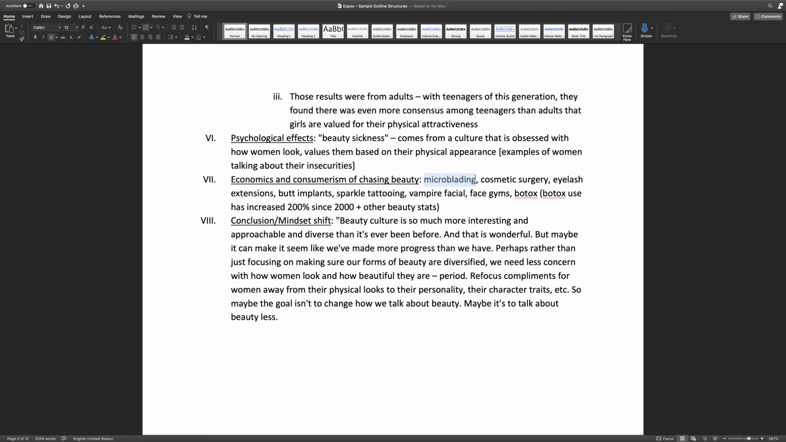And so this is where they had lots of fun examples: microblading, cosmetic surgery, eyelash extensions, butt implants, sparkle tattooing, vampire facial, face gems. And there was a whole section on the guys in the video going to a face gym, Botox. And they had a lot of stats about like how much things like Botox use has increased since 2000 to really help to substantiate how big of an industry this is now and how much money and time people are spending on this.